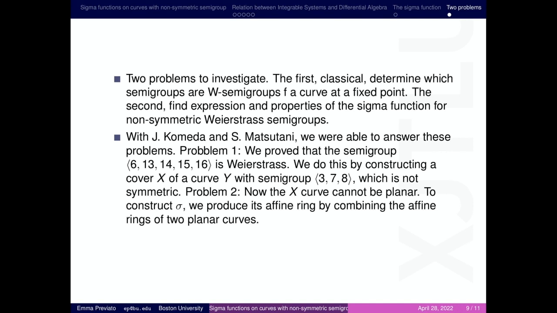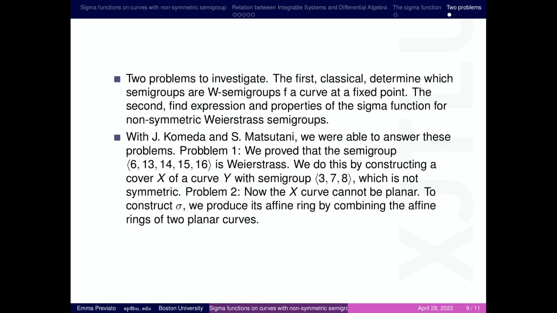Now you may not find it exciting, but it's related to modular functions. So we were asked the question, and we were able to answer that. And we did that by constructing a curve which was a cover of two curves, and one of the two curves that it covers has non-symmetric semigroup. And so we worked really hard, and we found an explicit sigma function for that.